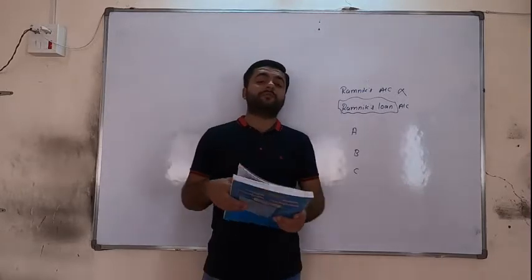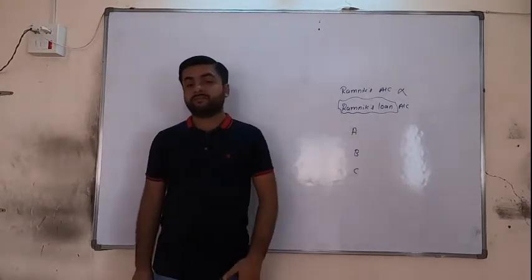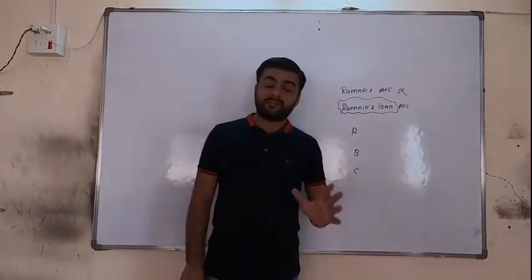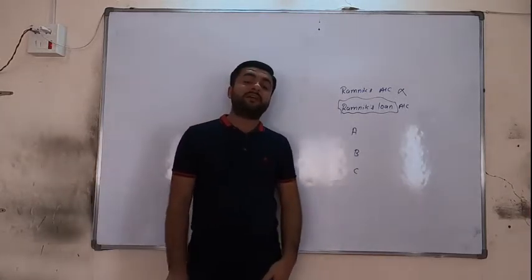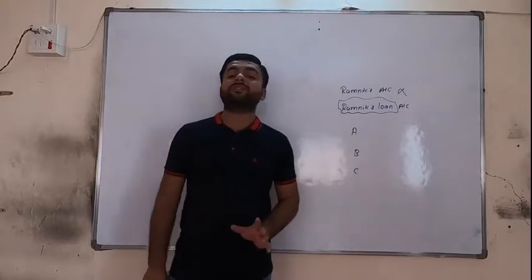Brokerage received rupees 4,000. Brokerage is our income and we have received it. So cash is coming in, cash account debit, and brokerage is our income, so brokerage account credit.